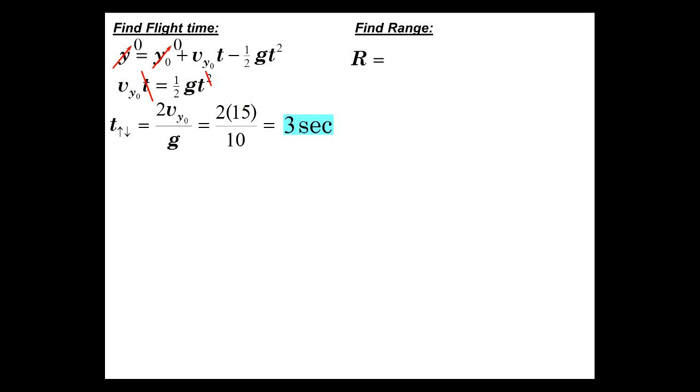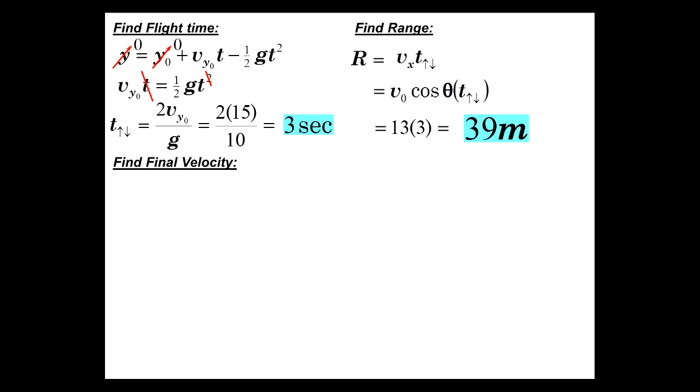The range, very simple. X direction along the ground, it's its speed times time, should say velocity in this case, Vx, times the time during which the projectile is in the air, which is the up-down time. That's the time it's traveling horizontally. So that's V0 cosine of theta, which we already solved for, but there it is explicitly again. 13 times 3, that's the time, 39 meters.